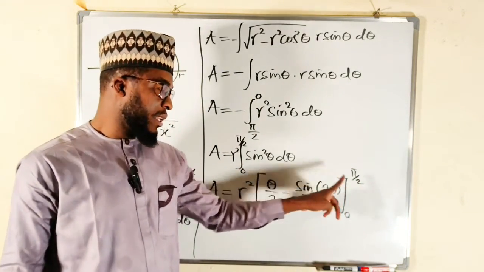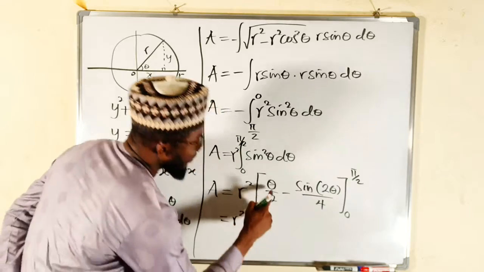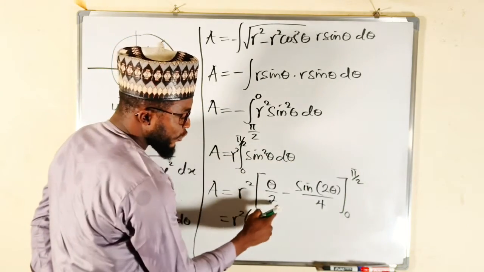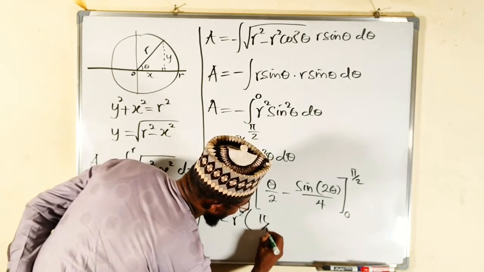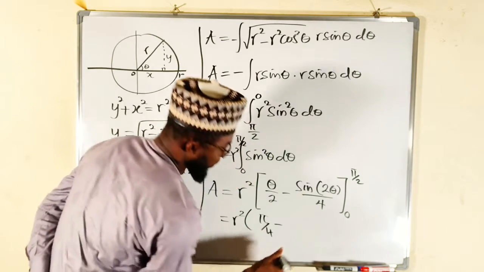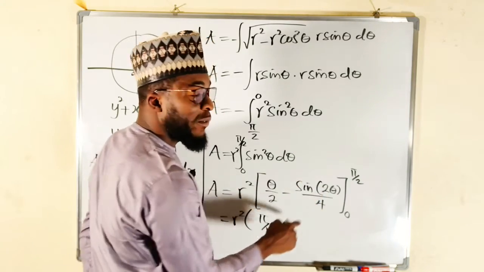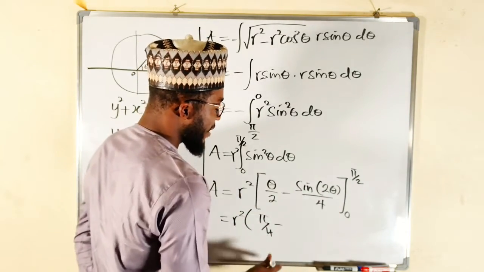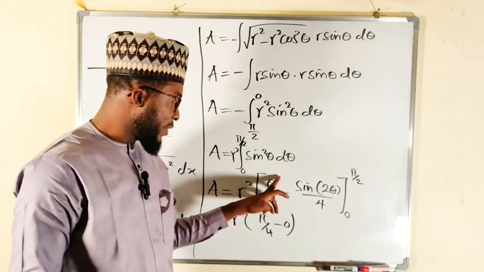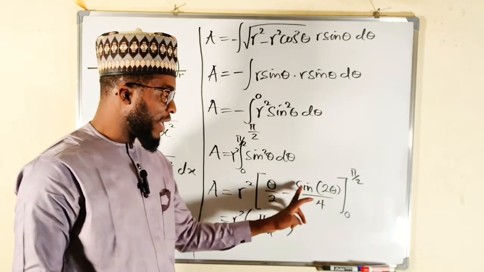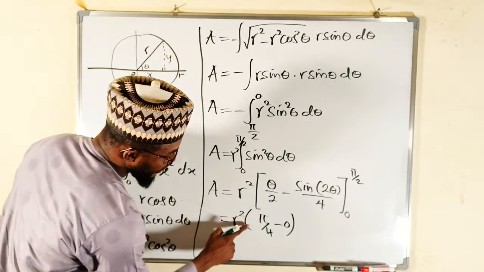So now let us first of all plug in the upper limit, which is pi divided by 2. This is equal to r squared multiplied by theta, which is now pi divided by 2. If you divide it by 2 again, it will give us pi divided by 4, right? Pi divided by 4. Then minus, plug in pi over 2 here times 2 will give us just pi. And sine of pi is 0, divided by 4 is 0. So everything here will be 0. And you don't even have to substitute the lower limit, because plugging 0 here will be 0 over 2, which is 0. Plug in 0 here, sine of 0 is 0, divided by 4. Everything will be 0 if you plug in 0.